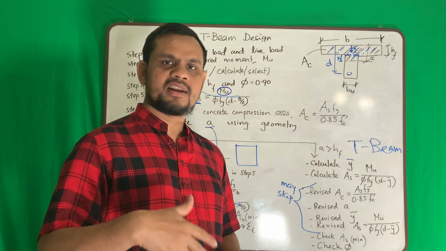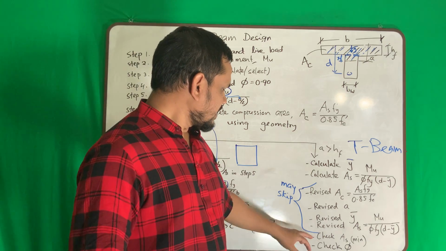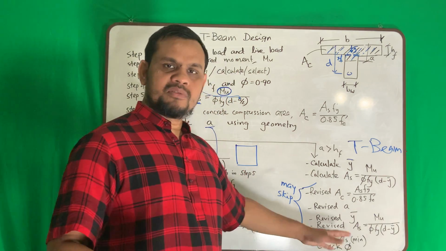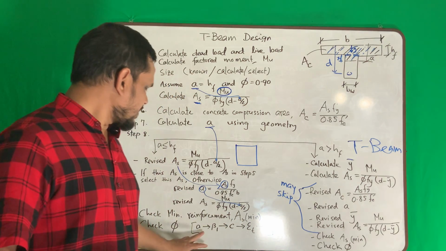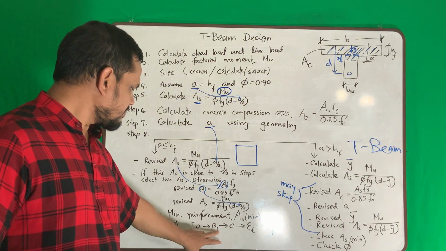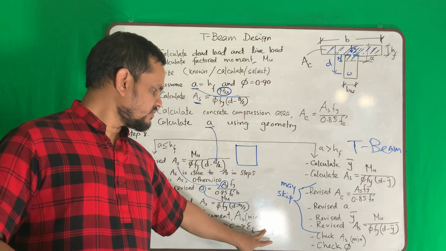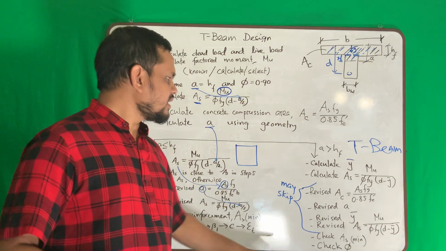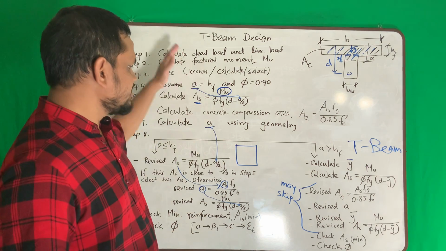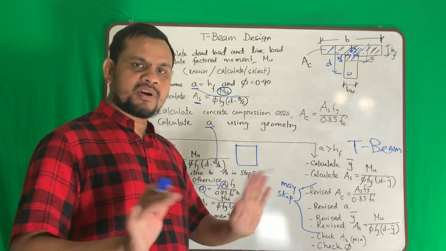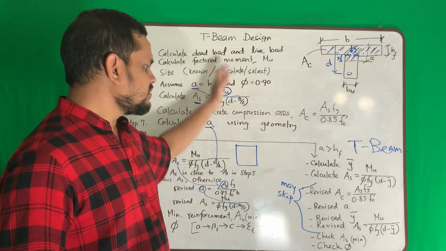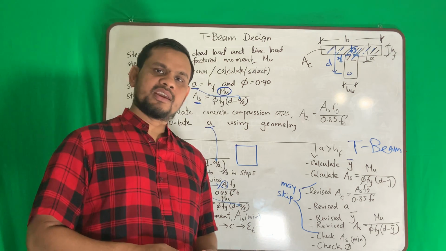Okay, once you get your reinforcement, check the minimum reinforcement, because whatever reinforcement we are providing, it must be greater than the minimum. Then check your phi, and you know how to check phi. First calculate A, then beta 1 to c to tensile strain to phi. If phi is 0.9, your life is simple. If phi is not 0.9, go back here and do this calculation again.